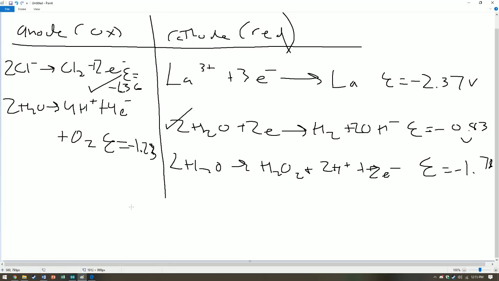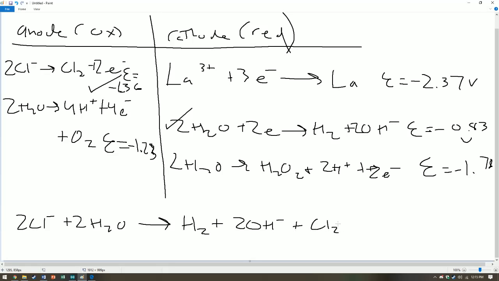So our overall equation would be, when we add the two up, the electrons, how conveniently they balance out, we get 2Cl minus plus 2H2O yields H2 plus 2OH minus plus Cl2. And that's the answer to our first part.